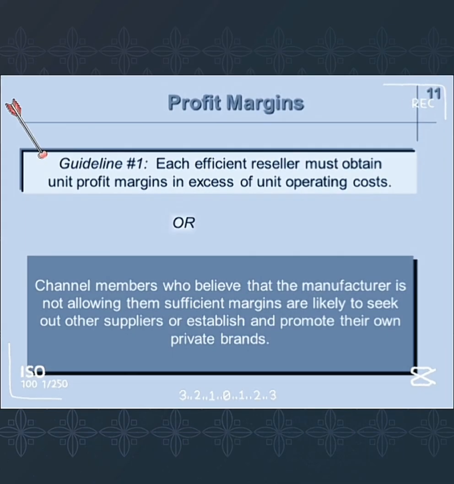Profit margins. Each efficient reseller must obtain unit profit margins in excess of unit operating cost, or channel members who believe that the manufacturer is not allowing them sufficient margins are likely to seek out other suppliers or establish and promote their own private brands.